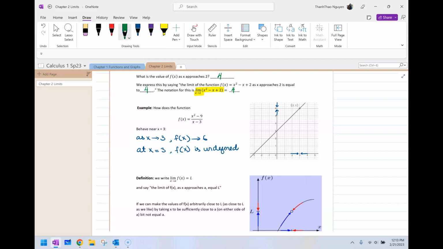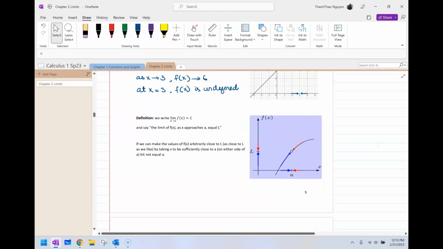You look at this function, f of x equals x squared minus 9 divided by x minus 3. We can factor this as x minus 3 times x plus 3 divided by x minus 3. So this function equals x plus 3. This tells us that this function has a discontinuity at x equals 3 because of the denominator. However, the graph of the function is a linear graph, a line that has a discontinuity at x equals 3.